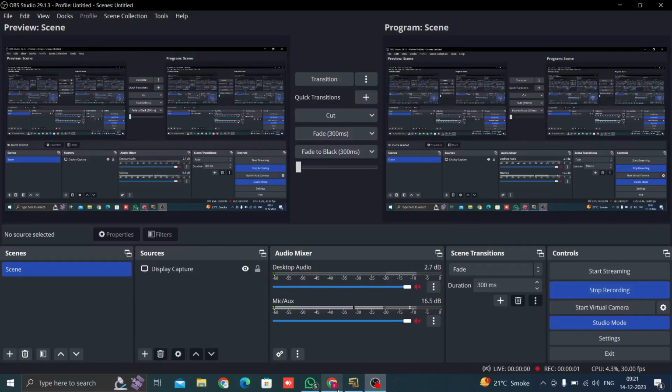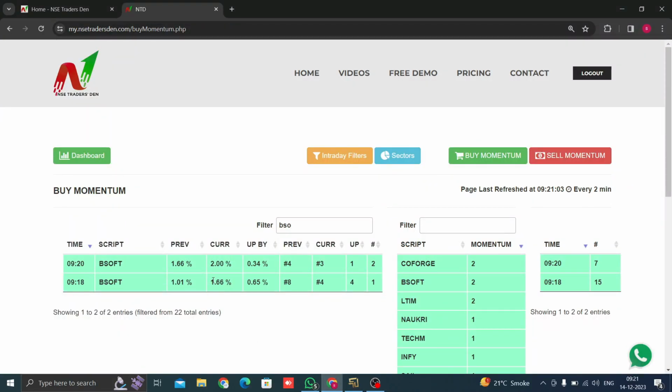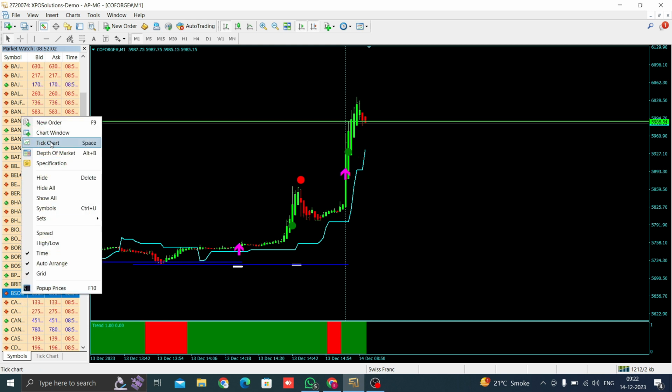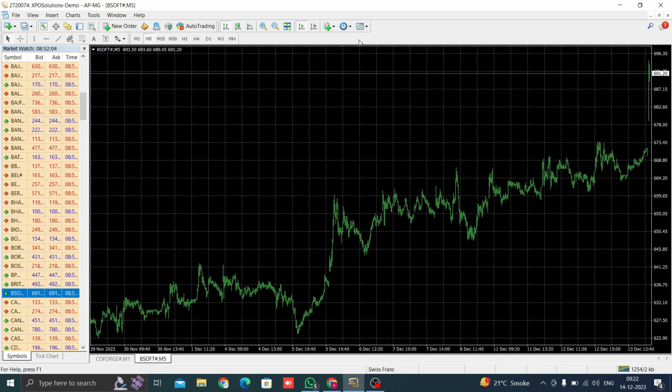Okay, after the second block of the day, that is after Coforge, we have Bsoft, positive to positive. But if you check the current section, both the blocks are trending in the top 12. Let us check the chart of Bsoft. Second stock of the day, first was Coforge, second is Bsoft. Let us check how it performs.